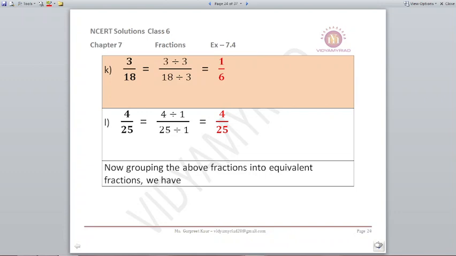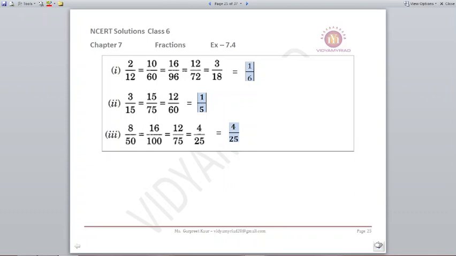So we will group them into equivalent fractions. So it means if we say there are 3 types of fractions here, 1 upon 6, 1 upon 5 and 4 upon 25. Your 1 upon 6, you have various fractions here, 2 upon 12, 10 upon 60, 16 upon 96, 12 upon 72, 3 upon 18. All of them have the same answer as 1 upon 6. 1 upon 5 is, you are getting 3 upon 15, 15 upon 75 and 12 upon 60. Last is 4 upon 25. Remaining left is 8 upon 15, 16 upon 100, 12 upon 75 and 4 upon 25.